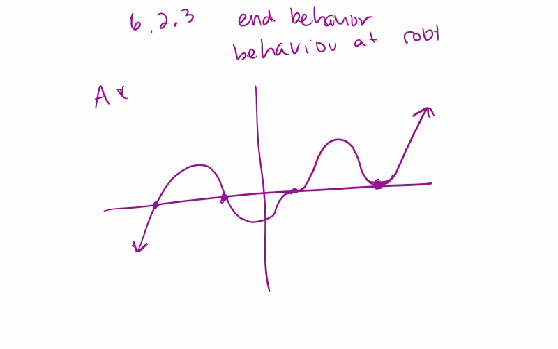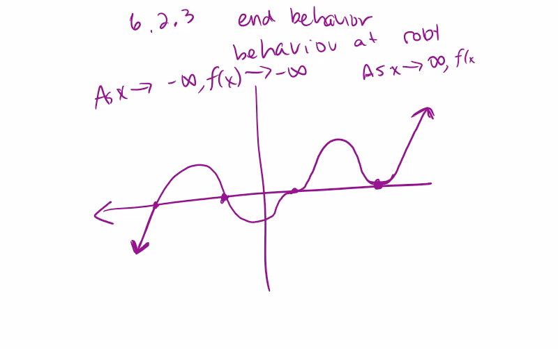So as x approaches -infinity, okay, that's this end, meaning as x goes to the left, then f of x, or r of x, or p of x, or whatever, approaches, in this case, -infinity. So as x goes down, y goes down. That's basically what this is saying. Then over here, as x approaches positive infinity, f of x also approaches positive infinity.